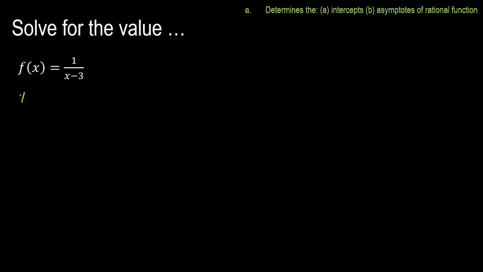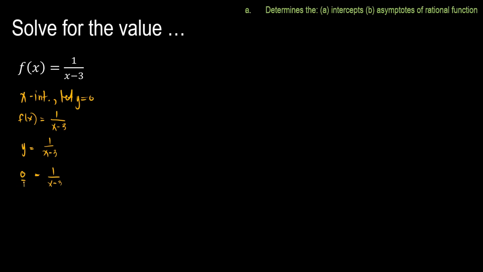So, x-intercept, for us to get the x-intercept, we're going to let y is equal to 0. So, given the function of f of x is equal to 1 all over x minus 3, we can transform this to y is equal to 1 all over x minus 3. So since our y is 0, we're just going to substitute that. We have 0 is equal to 1 all over x minus 3. Then we can do the cross multiplication.